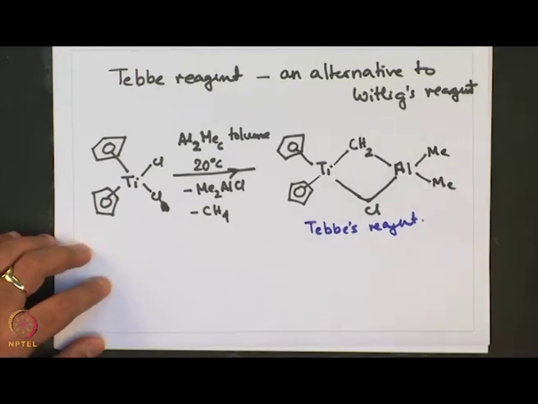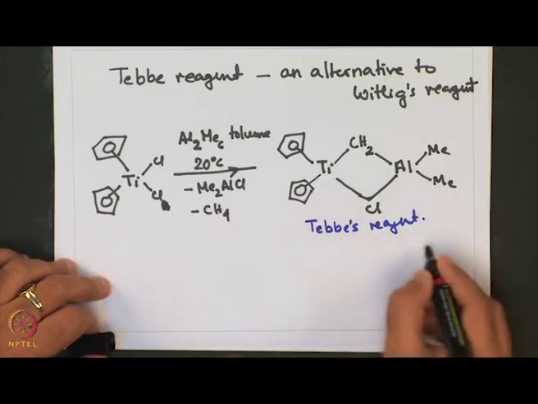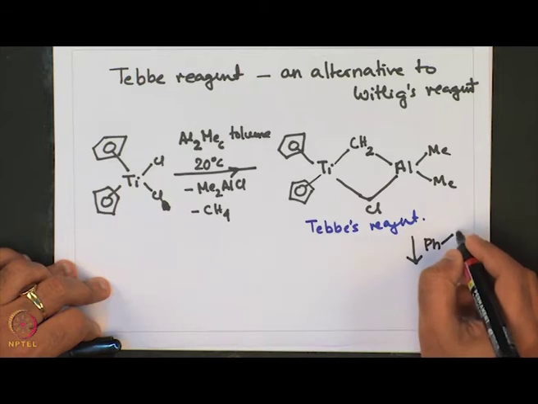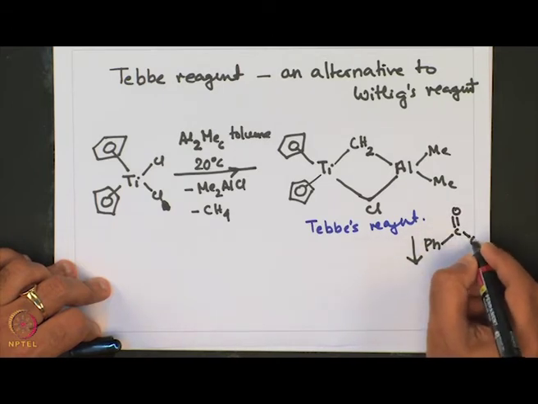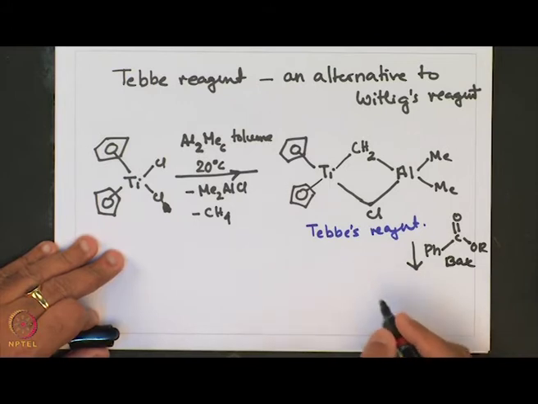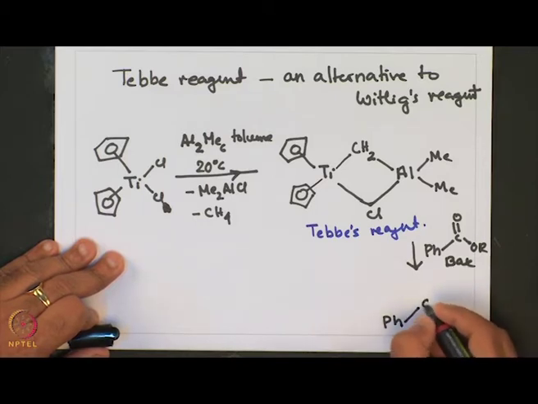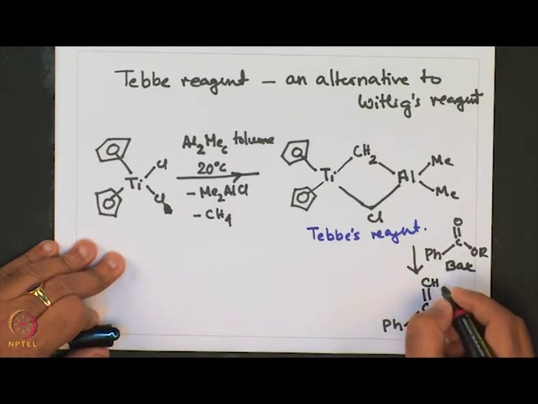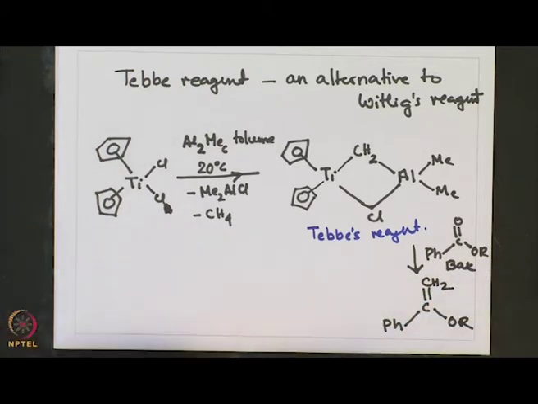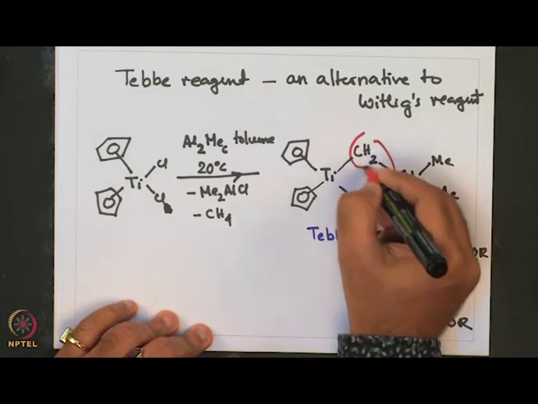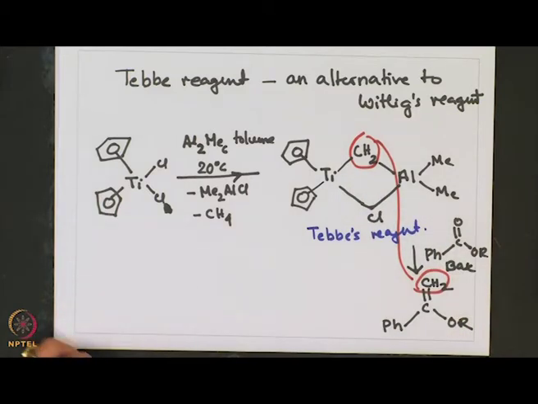Now, this when reacted with ester in presence of base gives Wittig type reaction and produces an enol ether, where one can see that this CH2 moiety has come from the CH2 moiety of this Tebbe's reagent.